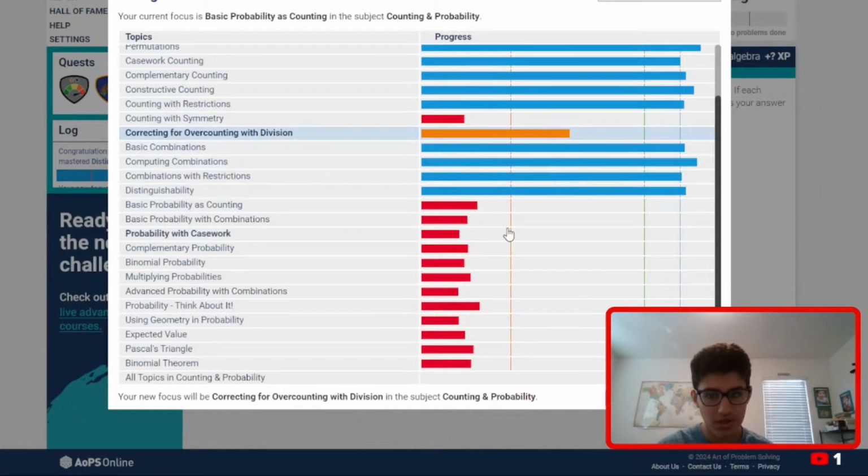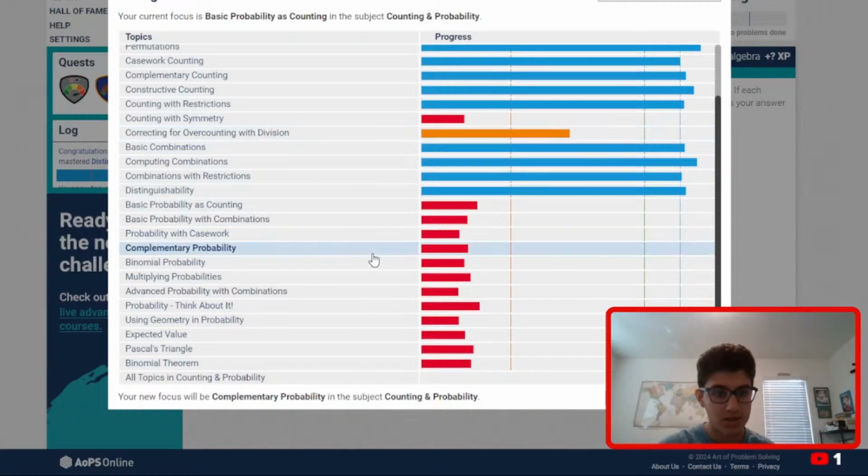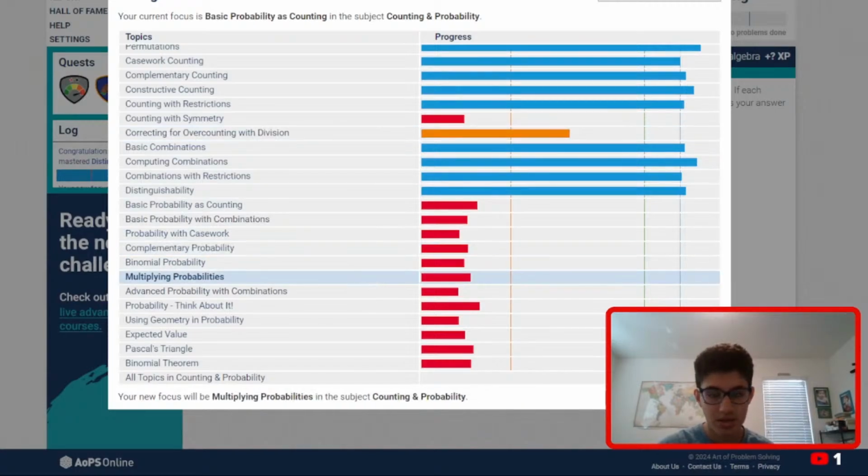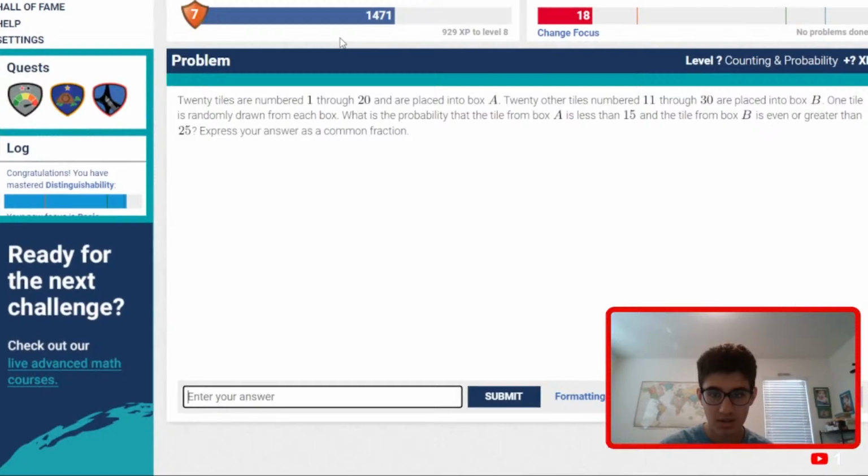Correcting for overcounting with division. If we do these two, then we'll have over half done. But let's do multiplying probabilities. Let's do something else that might be easy.